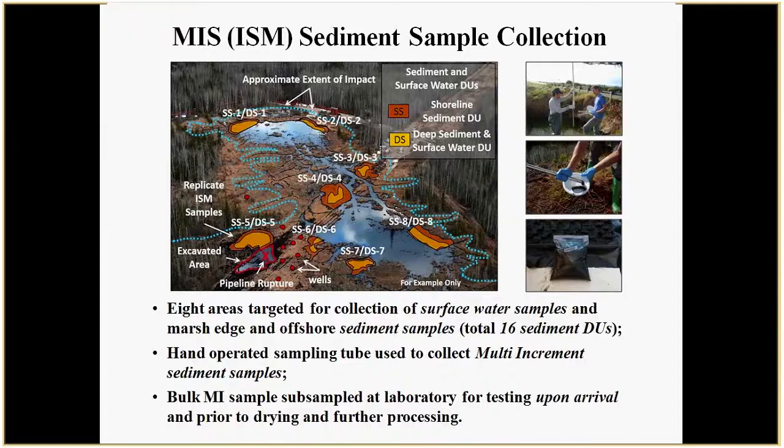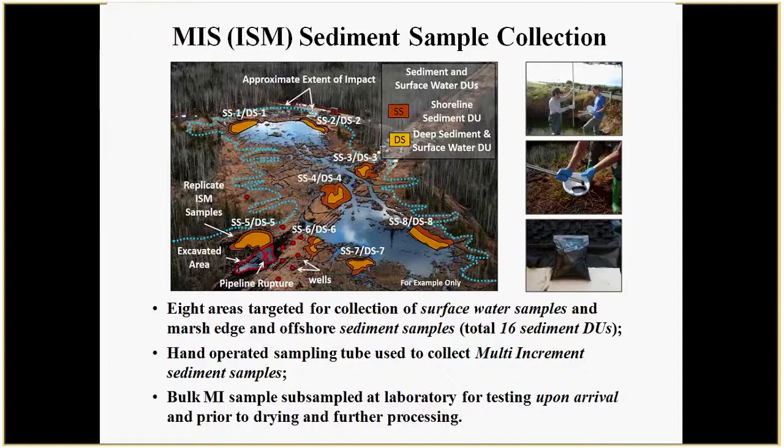Designated 8 different areas of the marsh where we see more heavy contamination to go out and collect sediment samples and surface water samples. Each of these 8 areas, we collected a sediment sample right along the shoreline, and then off in the deeper water, we collected a second sediment sample. So we had 16 total decision units, as we call them.